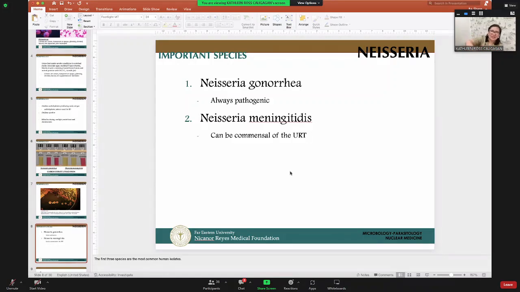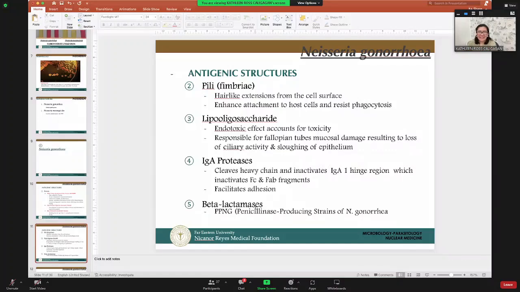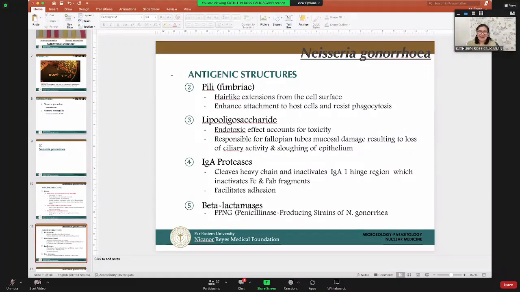So here, there are two species, gonorrhea and meningitidis. Neisseria gonorrhea is always pathogenic, while meningitidis can be commensal of the upper respiratory tract. So let's start with Neisseria gonorrhea. These are some of the antigenic structure. It secretes different types of protein. Kindly read on that.